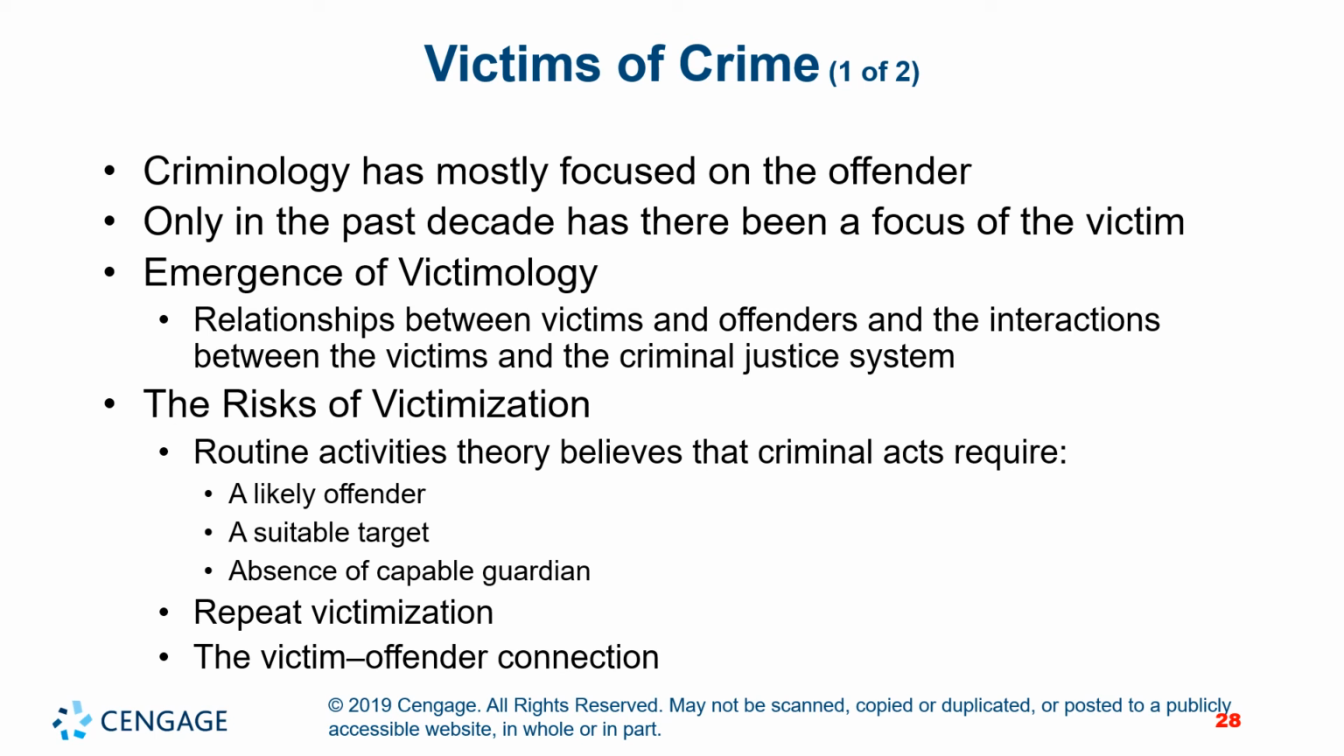capable guardian. Repeat victimization: Cohen and Felson say that offenders attach quote-unquote values to suitable targets. The higher the value, the more likely is victimization. As far as vulnerable victims, illegal immigrants and prior victims are included in this lot. Then there's the victim-offender connection. Offenders are also more likely to be victims.